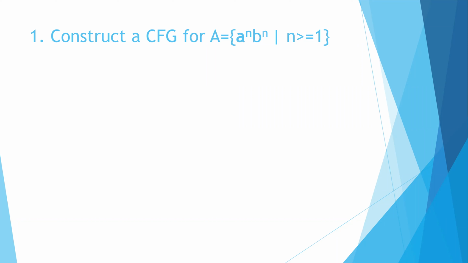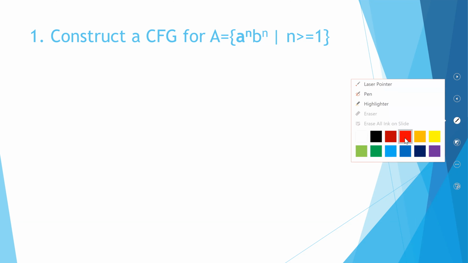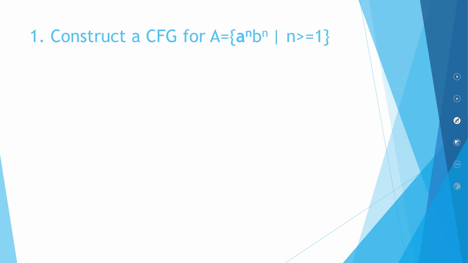Good morning. We will now see how to construct a context-free grammar for given languages. If you remember, a context-free grammar takes the form of variables, terminals, production symbols together with a start symbol. Now, let us construct a grammar for a language which takes a^n b^n. You should be making production rules for this.